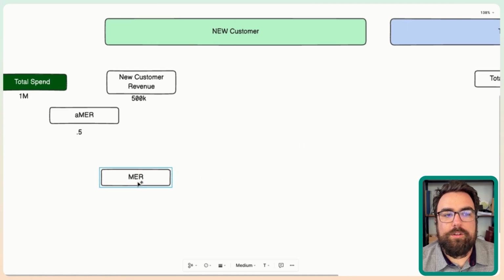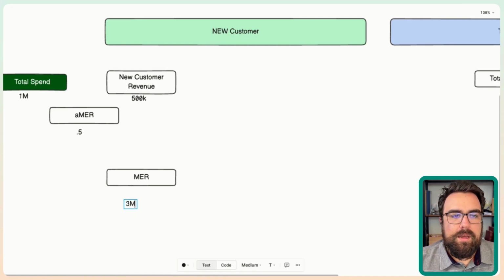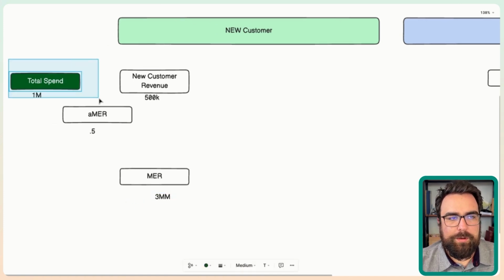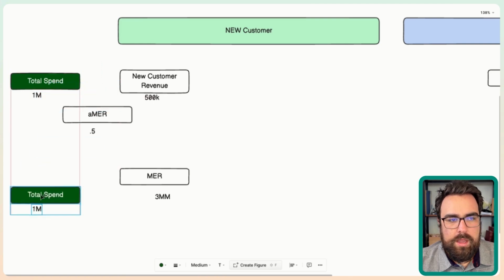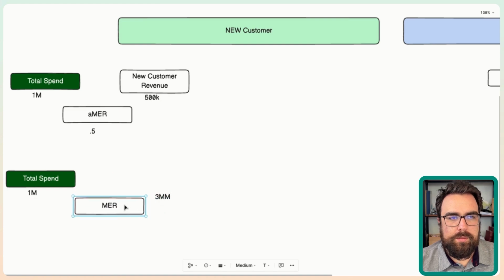So MER is your total company. How is the entire company doing as a whole? This can be very different depending on how the makeup is of your brand. Let's just say it's just 3 million. All right. So MER is you're going to take your total spend. We still spent $1 million, right, overall. And then we took that and we are going to take this and put MER down here, and we will have total revenue.